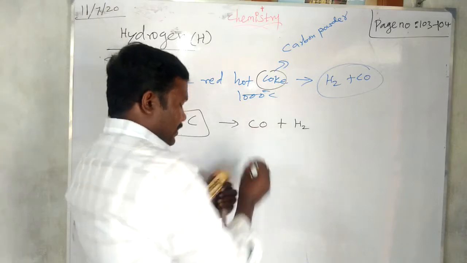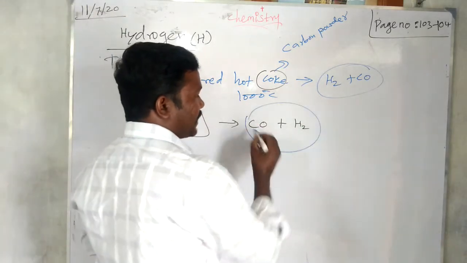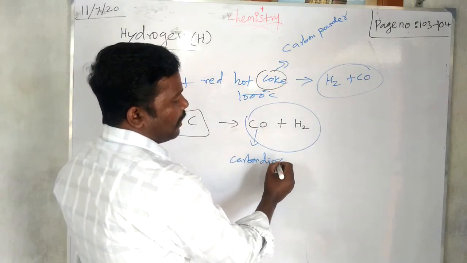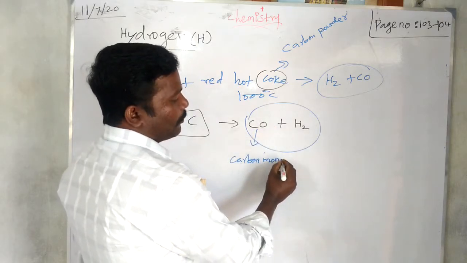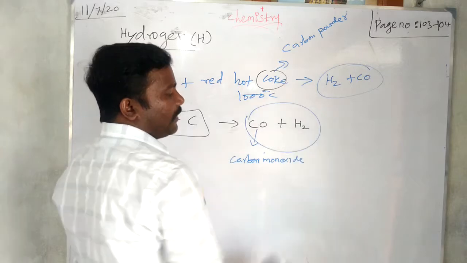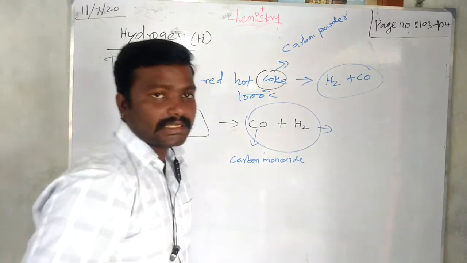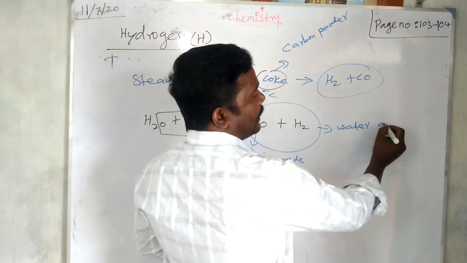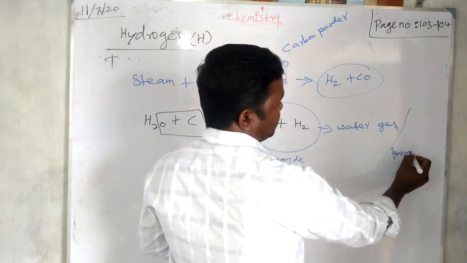Here we will get the mixture of gases, right? What is the name of this one? Carbon monoxide. One oxygen means carbon monoxide. This one we know, hydrogen gas. This mixture of gas together is called water gas. Water gas, which is also called syngas.